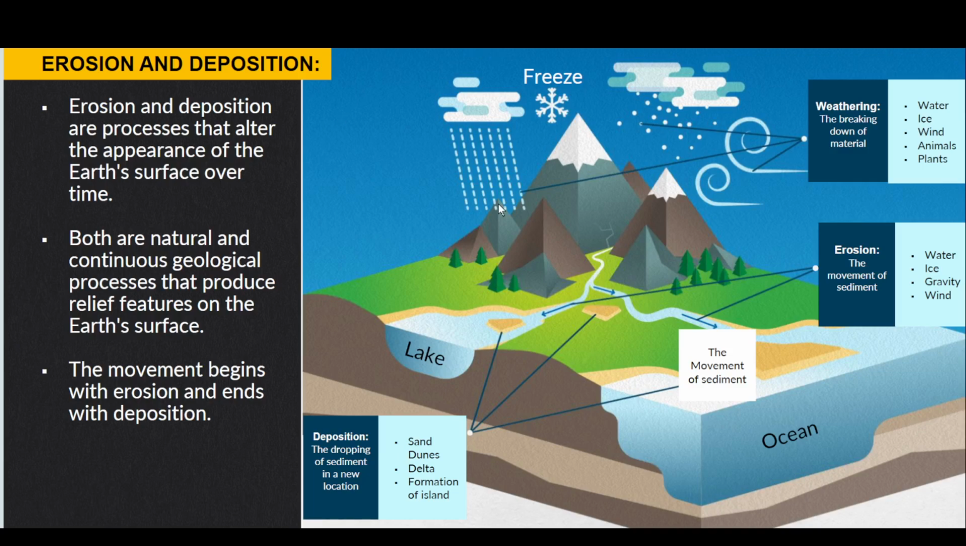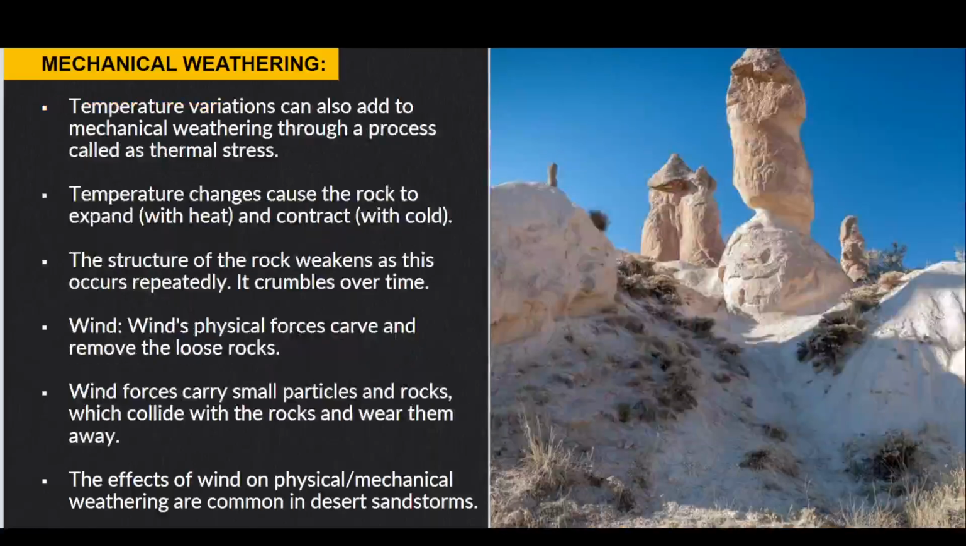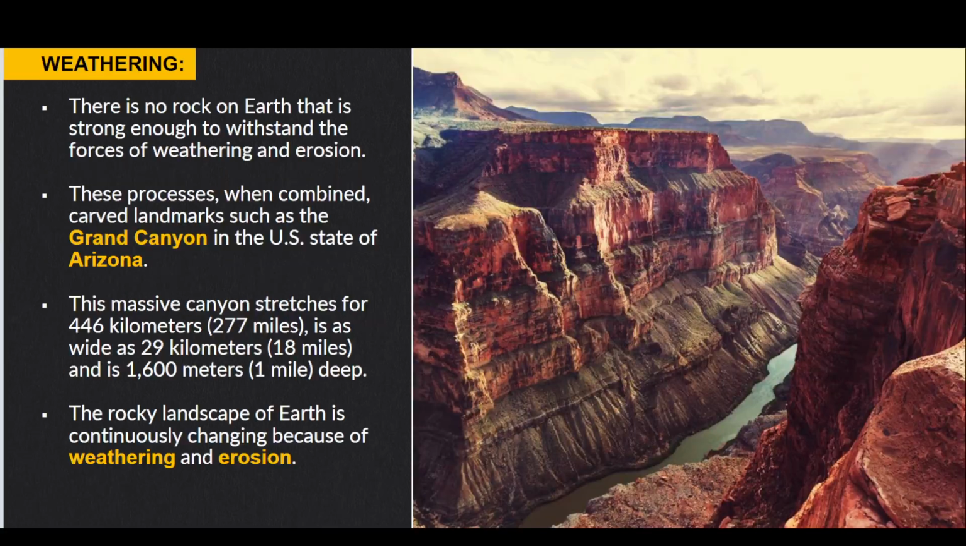And that's how soil is formed. So erosion and deposition are the processes that alter the appearance of the earth's surface over time. They can have a large impact, like we have seen in this image. You can see the impact of weathering, erosion, and deposition, right?